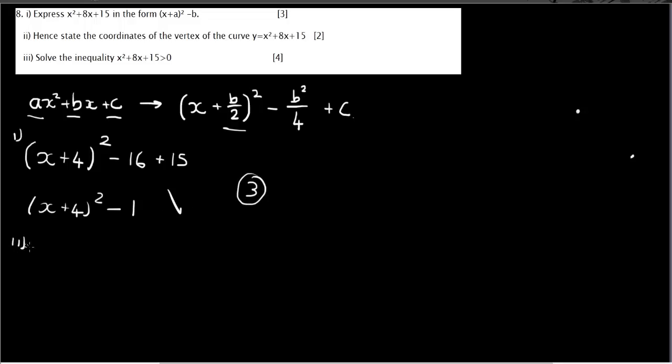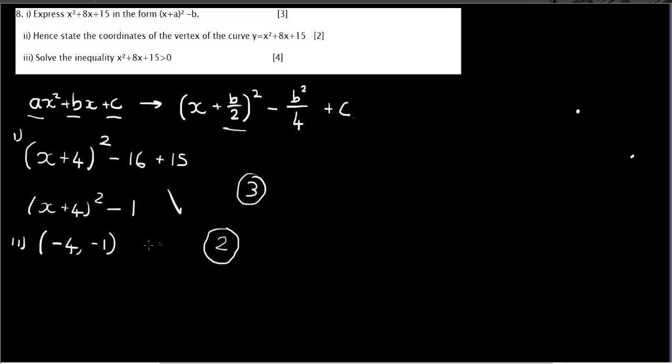Part 2 says, hence state the coordinates of the vertex of the curve y equals x squared plus 8x plus 15. When it says state in an exam paper, you shouldn't have to calculate anything, you should just see it. So for the x coordinate, we change the sign, so the coordinates are minus 4 and minus 1. And we get 2 marks for that.